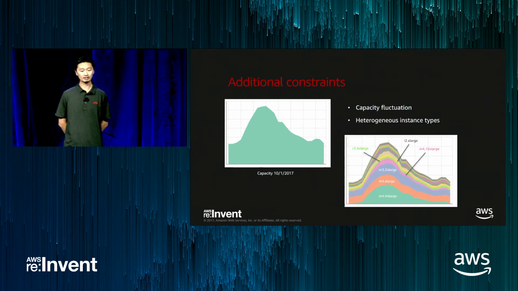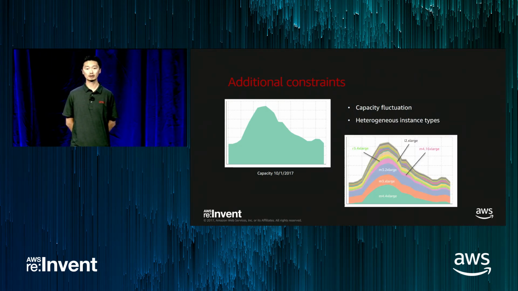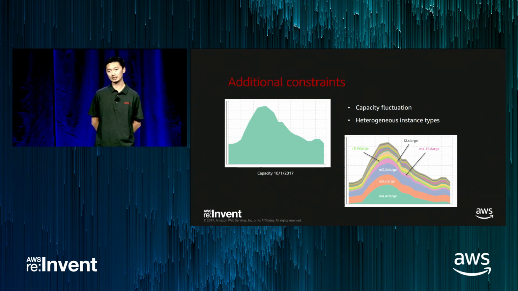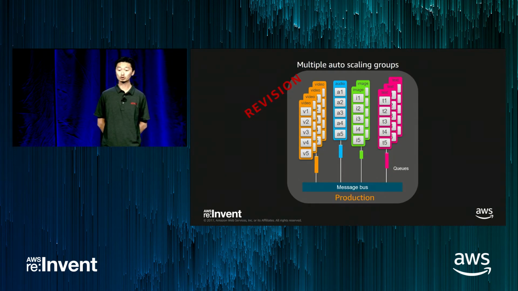We also have a lot of different instance types, and in order to fully utilize all this capacity, we need to be adaptive. We have to be able to teach our microservices to use different instance types. We'll figure out how we approach that.